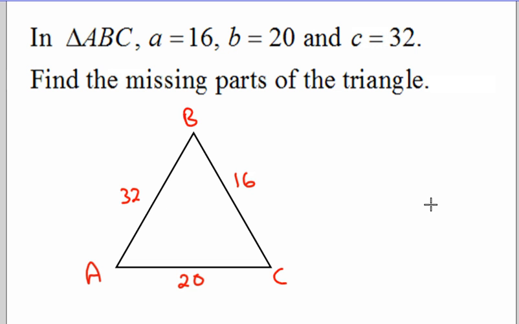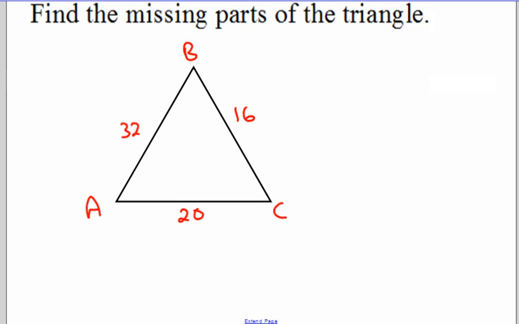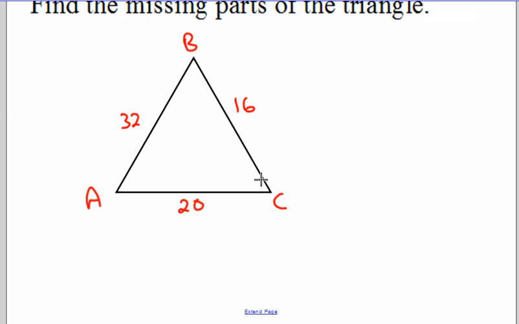All right, so automatically right now, I'm thinking to myself, angle C is going to be the biggest angle because it's opposite the biggest side. Angle A is going to be the smallest angle. Now I'm going to go about trying to find them. Maybe I'll find angle A first.